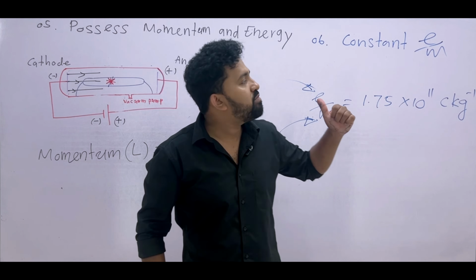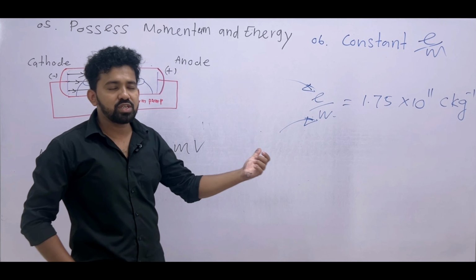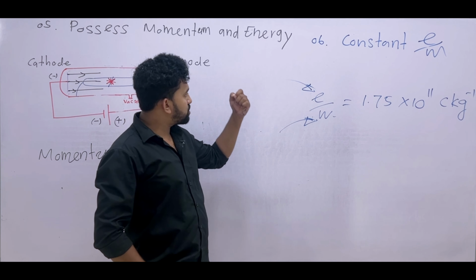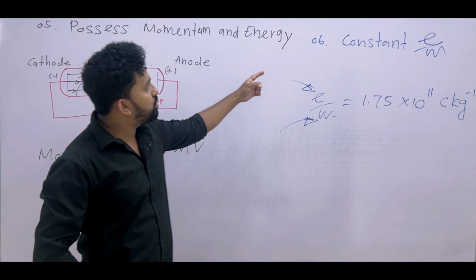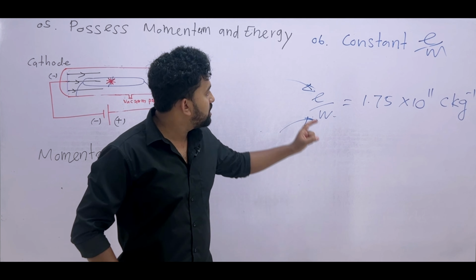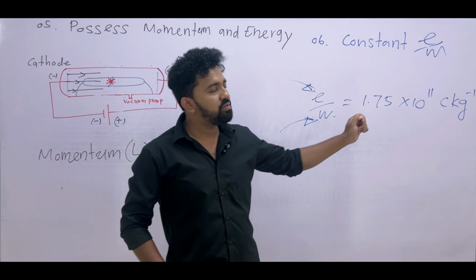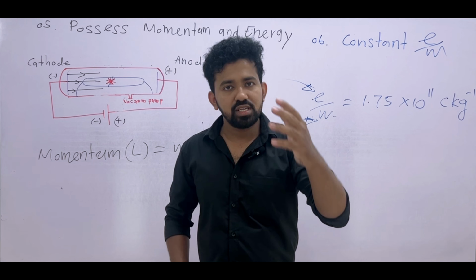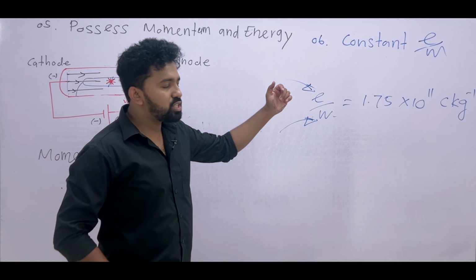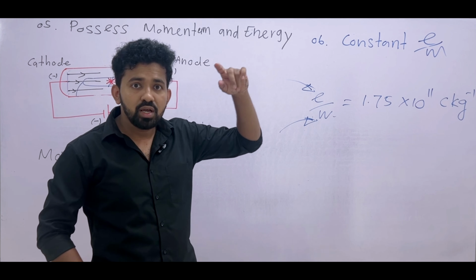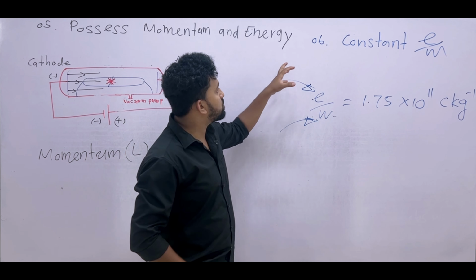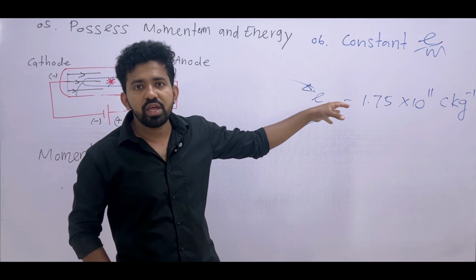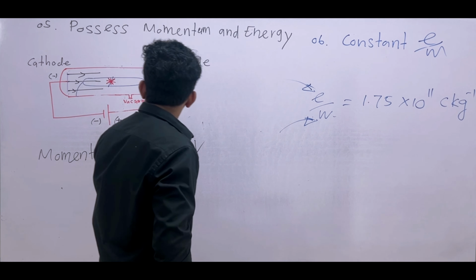The e over m value was found by J.J. Thomson. He was the person who conducted all of these experiments, and finally he found the e over m value, that is 1.75 × 10^11 coulomb per kilogram, and that is a constant. It was also a past paper question, which asked who was the person who found the e over m value. So we have to remember this one.